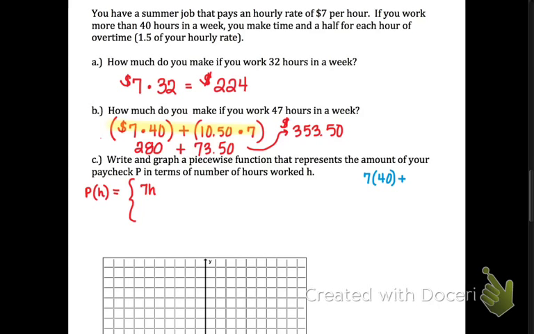That's no longer an unknown. Then we're going to say plus $10.50, I'm just going to say 10.5, times, I cannot put H because H would mean my overtime hours and my regular hours. So I would need to take the number of hours I worked and subtract 40 from it. I have to take off the regular time hours. And then to simplify this, we can just multiply and distribute. So we get, let's see, 10.5H.